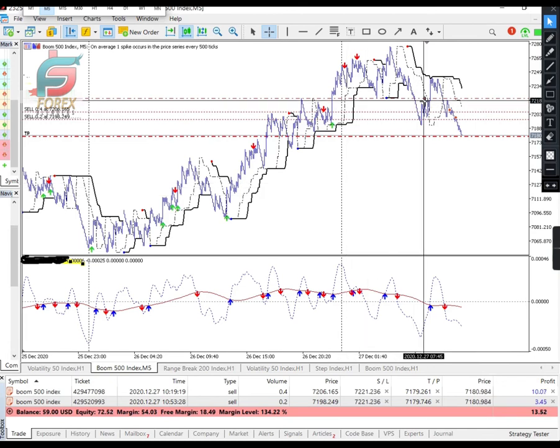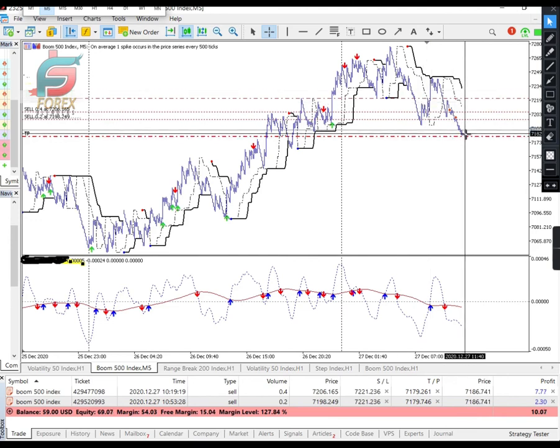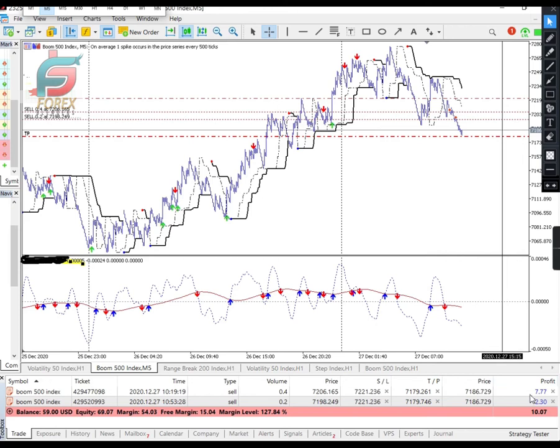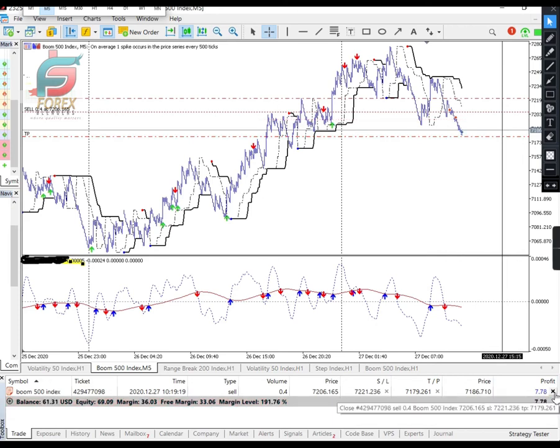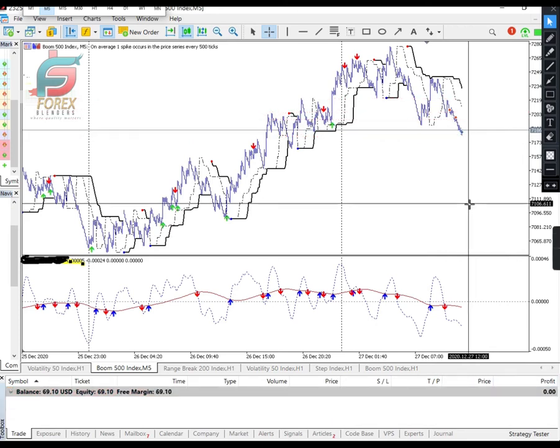So if you follow the rules of this indicator the way you are supposed to, you can see it spike back up, so we just take our profit. Let's take our profit. If you follow the strategy of this indicator very well, you're going to make a nice return.